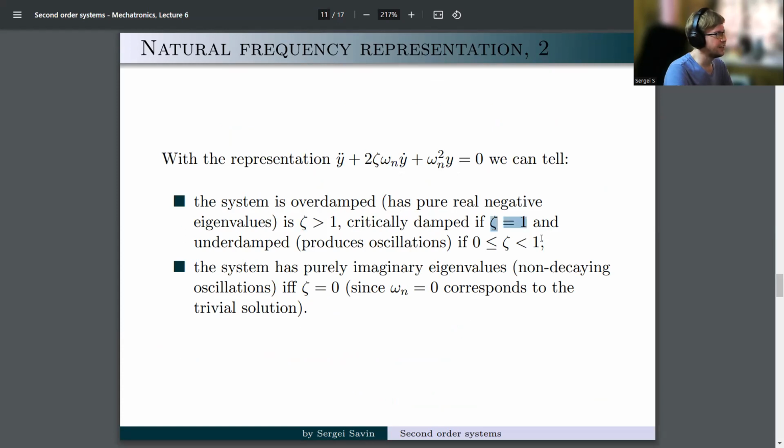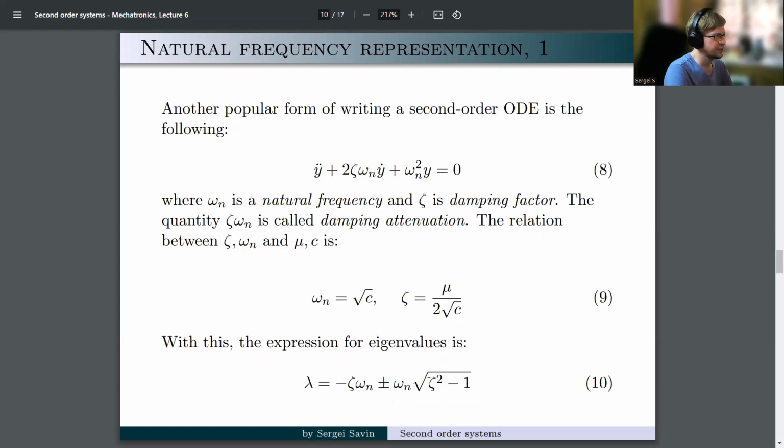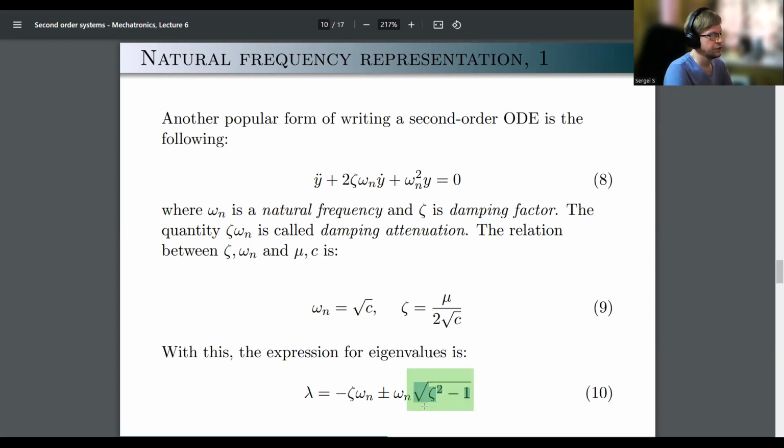If zeta is equal to 1, this whole thing becomes 0, right? So all of this goes away, and here it is 1. So lambda is equal to just minus omega. So when it is critically damped, the eigenvalue is minus omega. Okay, nice to know.